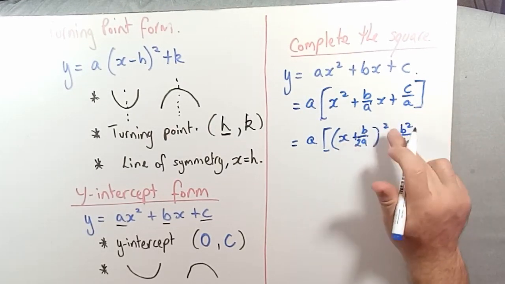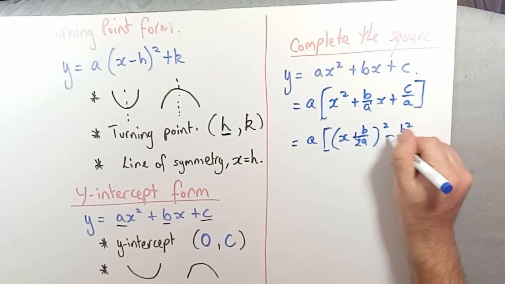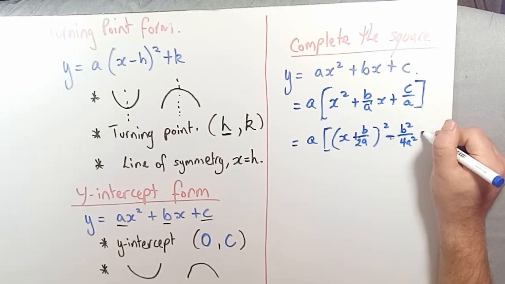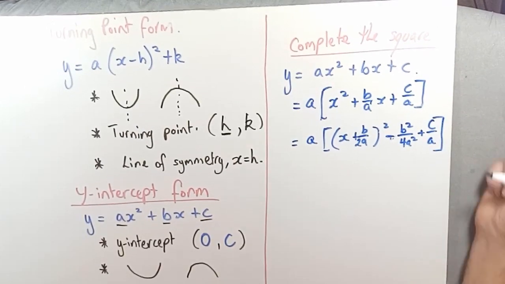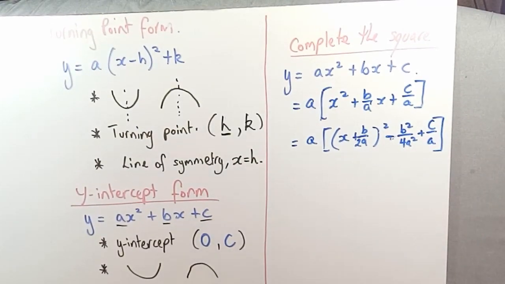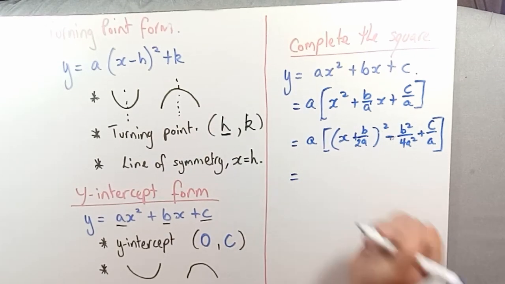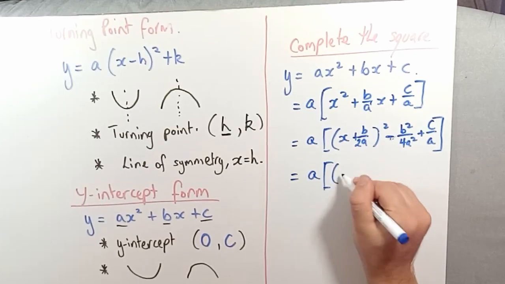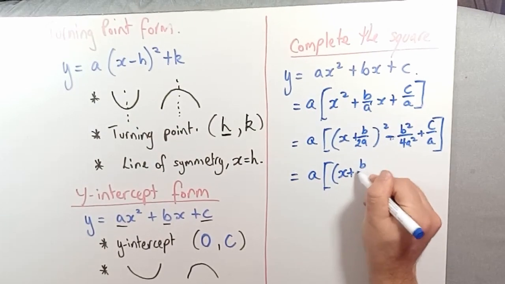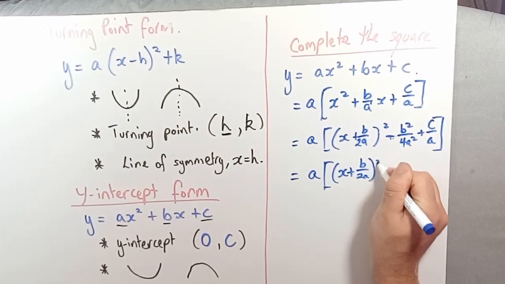But I've done that to get this, so I'm going to minus it away again, sorry. Minus it away, and then I've still got the c over a here. Let me just check and make sure I've got that right. I think I have. And then, okay, so I've still got this, x plus b over 2a, all squared.